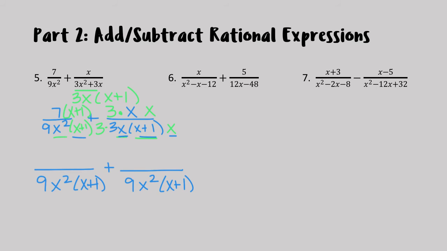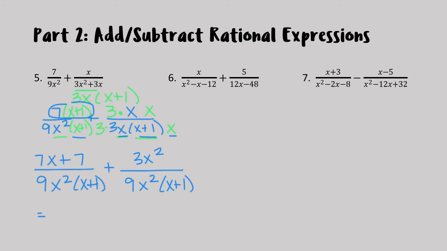In this numerator, I have 7 times x plus 1. And I'm going to multiply that out. 7x plus 7. The denominators you want to leave factored, but the numerators we need to multiply out so that we can combine the numerators together. The second numerator, 3 times x is 3x squared. Okay, so now I have common denominators. I can add the numerators together. I'm going to write it in standard form.